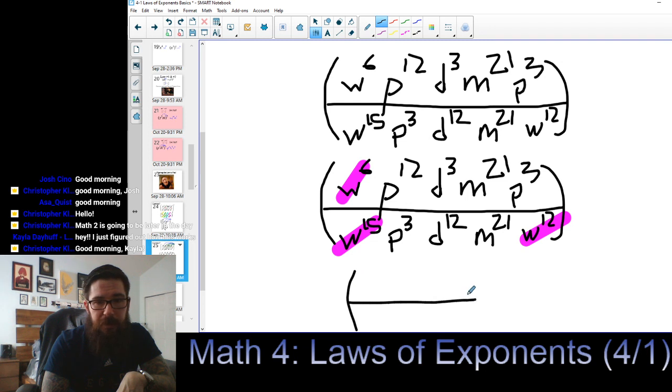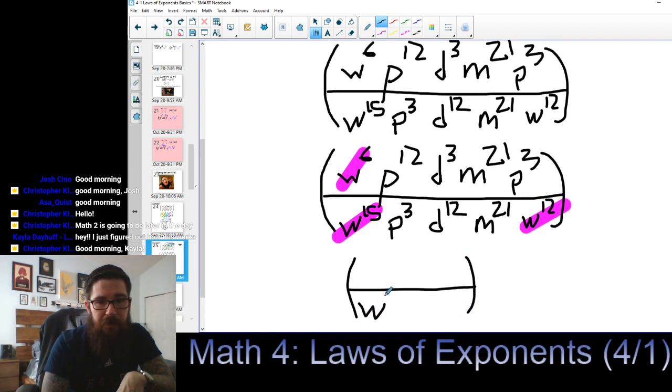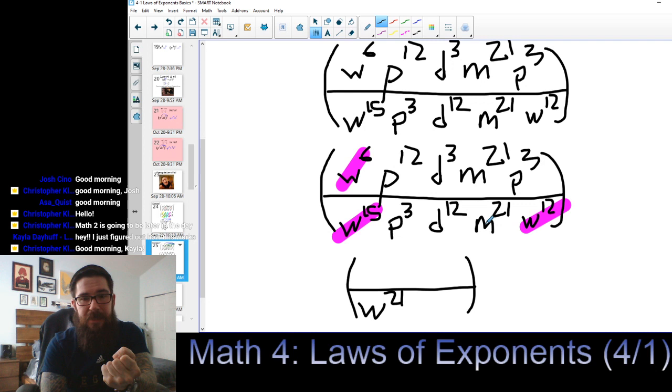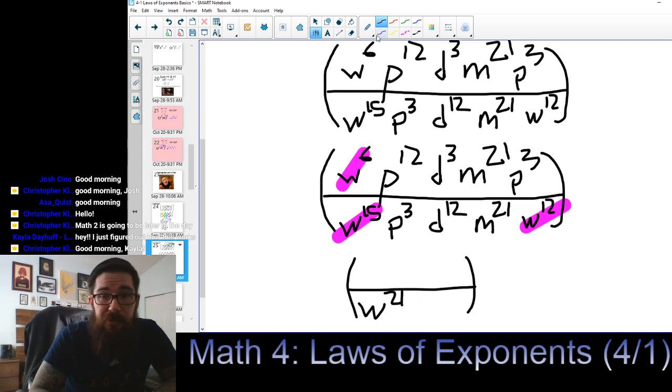So, I still make my big old comically large fraction, but I'm going to write now w to the 21st. Again, I had 6 up top, I have 15 on bottom, and another 12. There's 27 on bottom. If I cross-cancel 6 of those, that's where I get this 21. Let's repeat that process. I'm going to go a little bit quicker for these next letters.